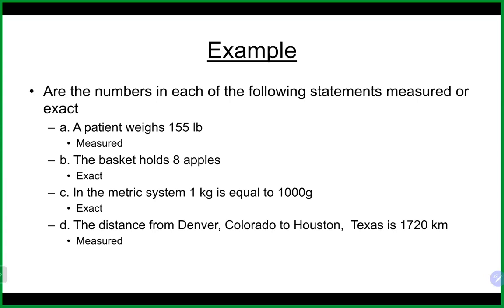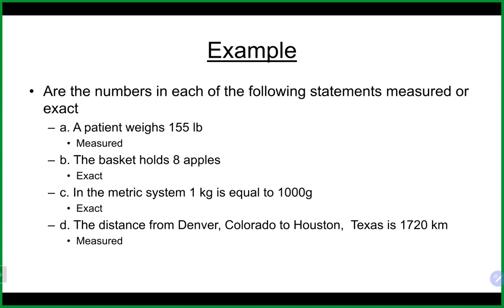So here, obviously, if we weighed somebody 155 pounds, that would be a measured number. If we have a basket that holds 8 apples, that would be more of an exact number. You obviously would just count how many apples you had in the basket. 1 kilogram is 1,000 grams. That's a metric to metric conversion, so that would fall under the exact numbers.